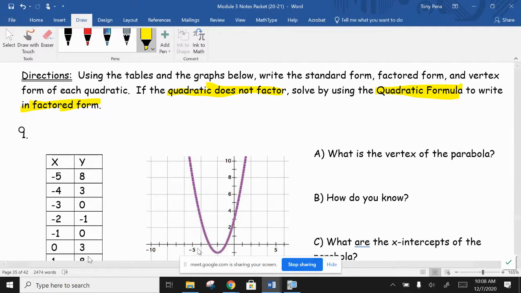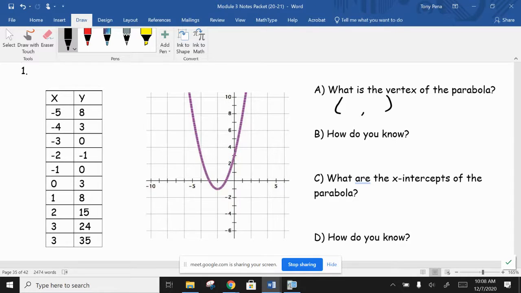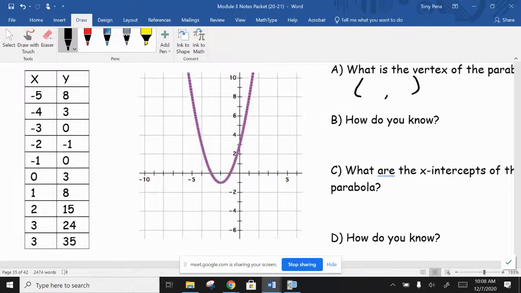All right. So if we look at this one, see if you remember this. A, what is the vertex of this parabola? We should be able to look at the graph. We should be able to look at the table, and then just write that point down. That should be something that I would hope we are still good with. It's not a great picture for you guys in here, though. Although you have your notes in front of you.